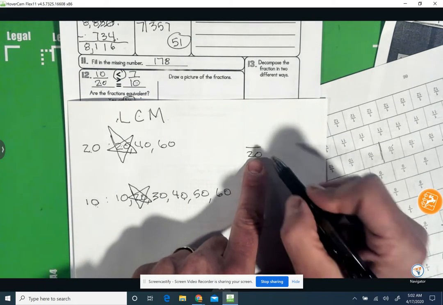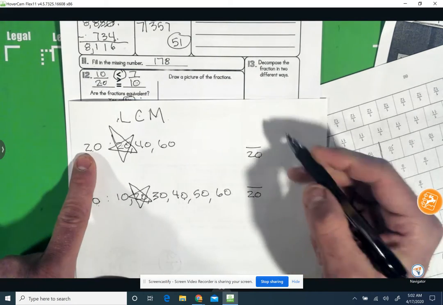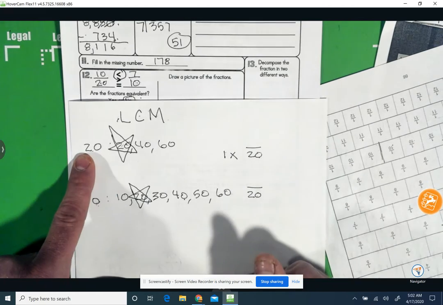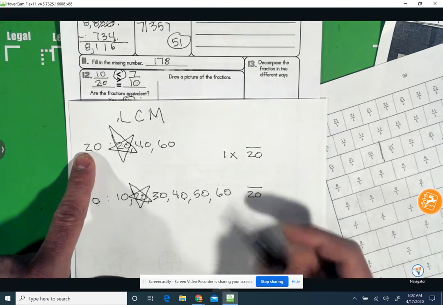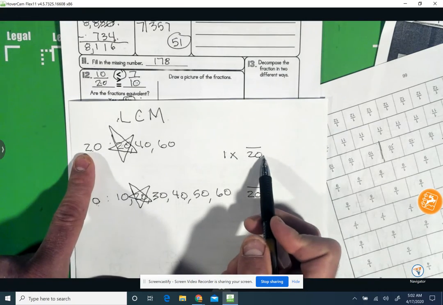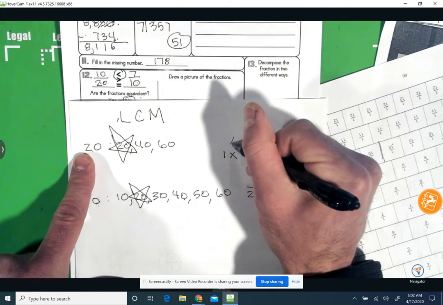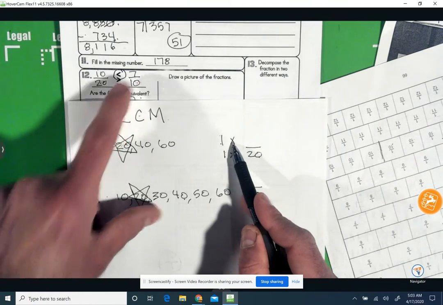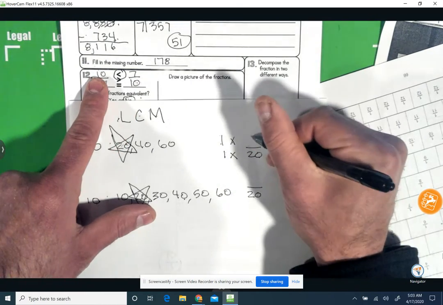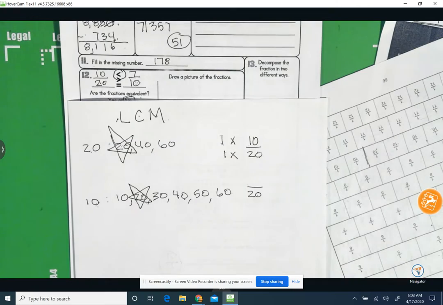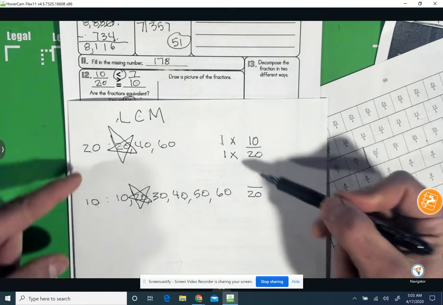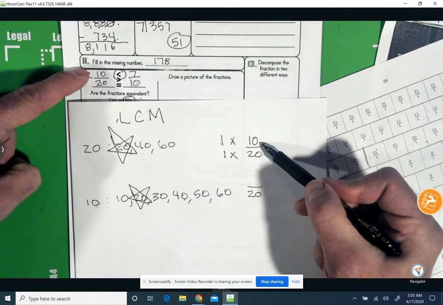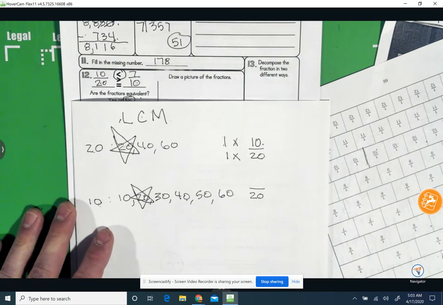So we started off with 20. Now, how did we make 20 from 20? We multiplied by 1, right, to get 20. If we do that to the bottom, we have to do that same thing to the top. So 1 times our numerator, 10, gives us 10 again. So our denominator didn't change for 10/20ths, so therefore our numerator did not change either.